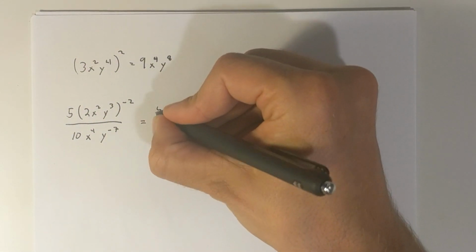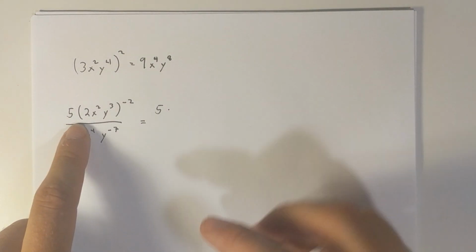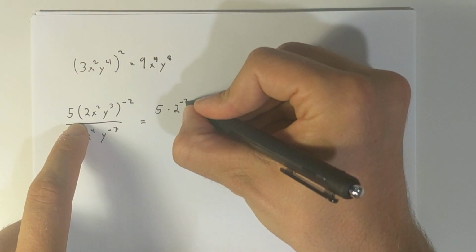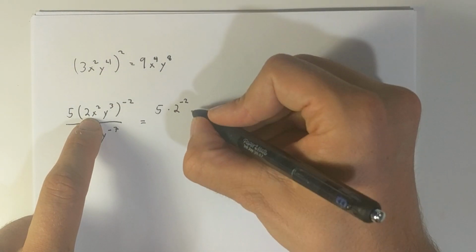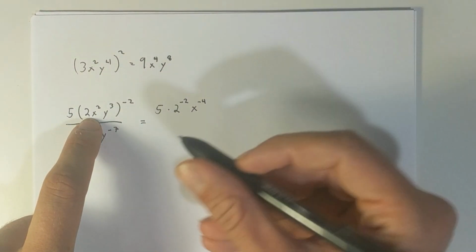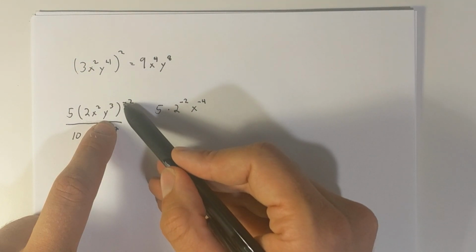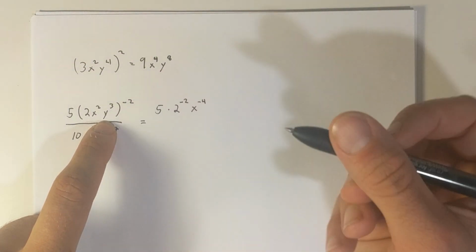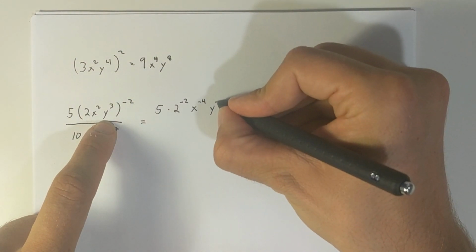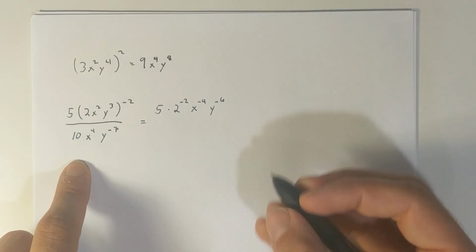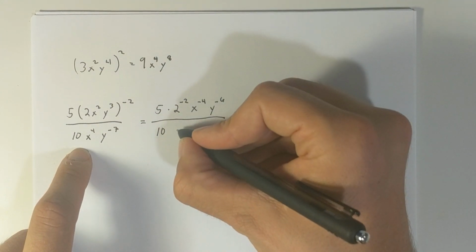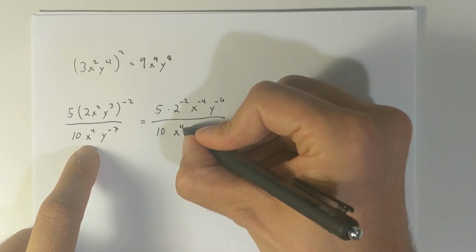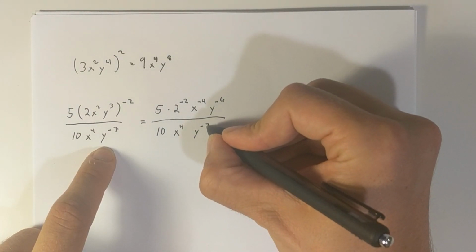So 5 times 2 to the negative 2 here. This is going to be x to the second to the negative second, so that's x to the negative fourth. This is y to the third to the negative second. Well, that's going to be y to the negative sixth. Okay, the bottom here goes 10, x to the fourth, y to the negative seventh.